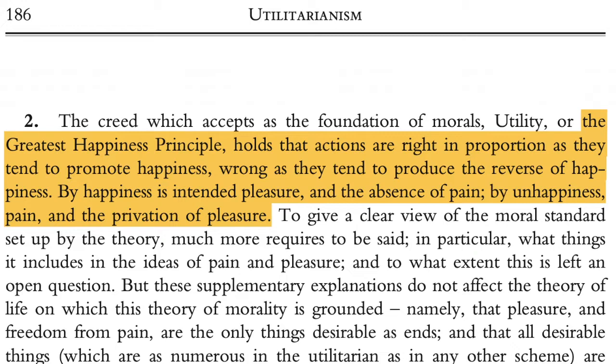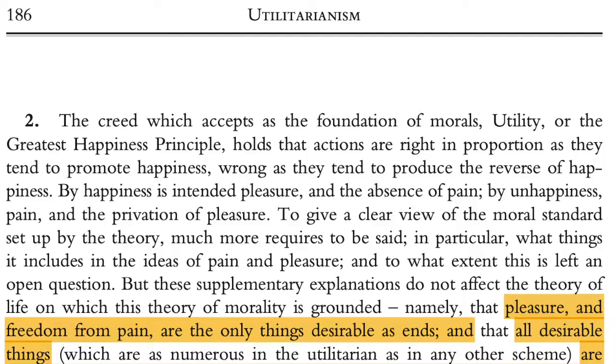Go to page 186, and here we see what Mill says. He says, "The greatest happiness principle holds that actions are right in proportion as they tend to promote happiness, wrong as they tend to produce the reverse of happiness. By happiness is intended pleasure and the absence of pain. By unhappiness, pain and the privation of pleasure." So all that gobbledygook, he seems to be saying that yes, well-being is happiness, and happiness is pleasure and absence of pain. So Mill is sounding a lot like a hedonist in this passage.